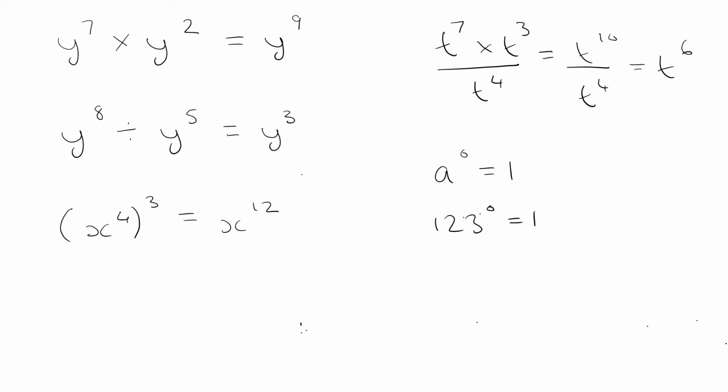And last bit, something new for you actually, is that anything to a negative power, so for example 5 to the power minus 1, is just 1 over 5. 5 to the power minus 2 is 1 over 5 squared. 5 to the power minus 3 is 1 over 5 cubed, and so on.